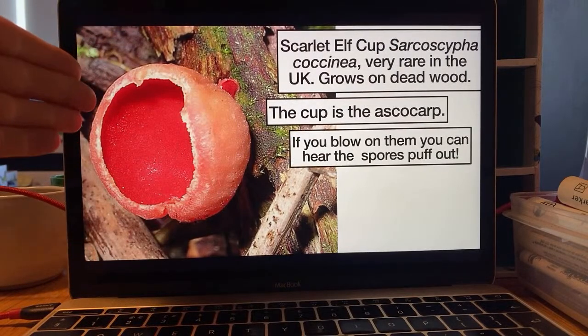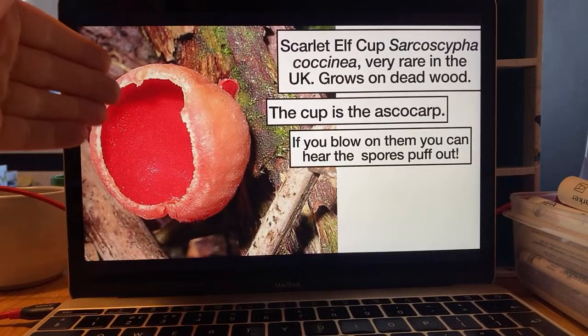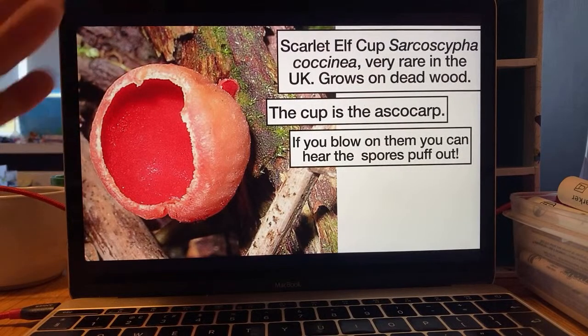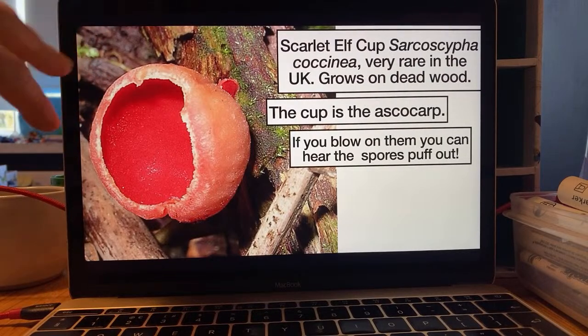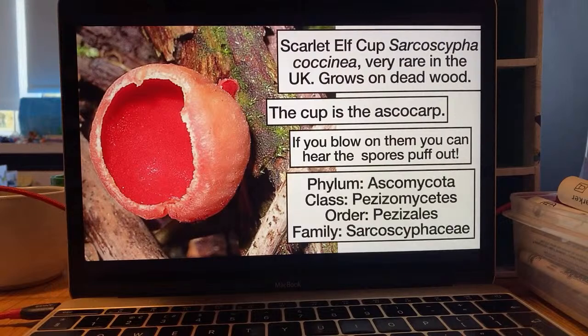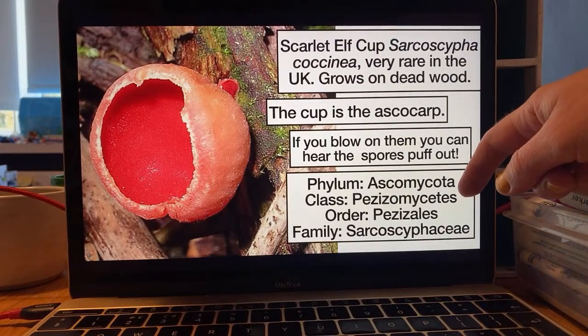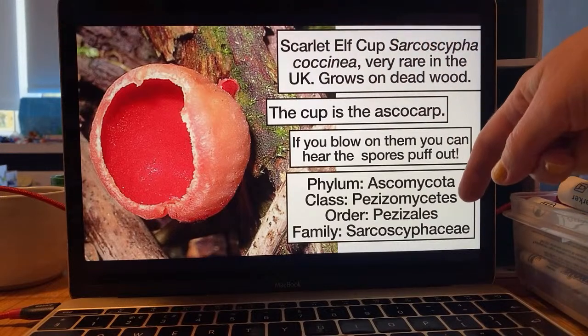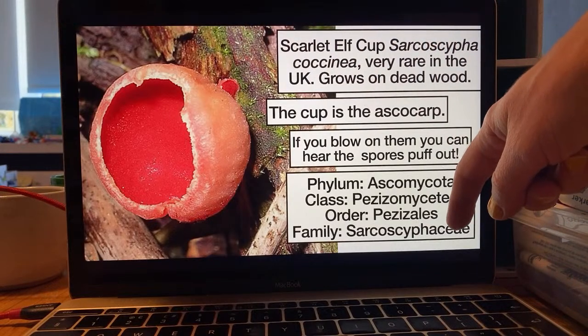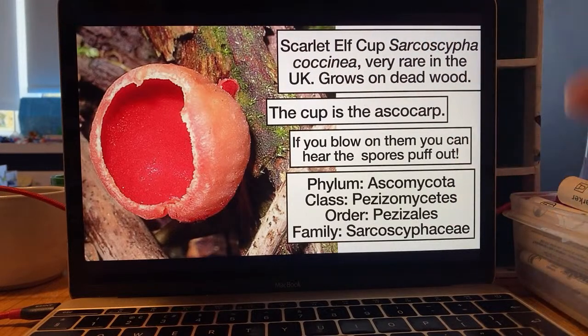Apparently, a lot of these cup fungi, if you blow on them, you can see the spores coming out. But this scarlet elf cup, if you blow on it, you can not only see them, you can hear the spores puff out as well. Oh, how much do I want to find a scarlet elf cup? So it grows on dead wood. It's in the phylum Ascomycota, obviously, because it's got an ascocarp. It's in the order Pezizales, which I just showed you. We'll talk about that later.